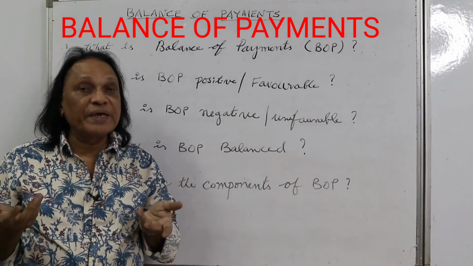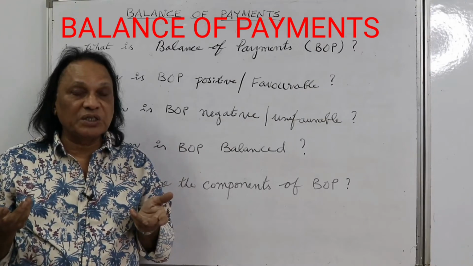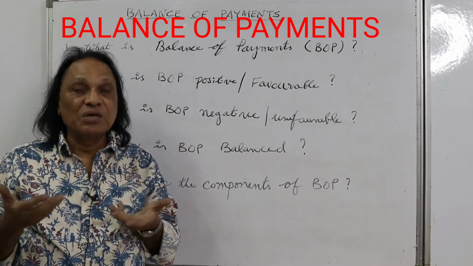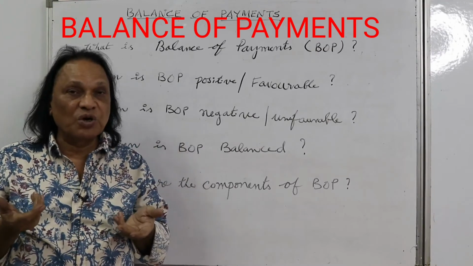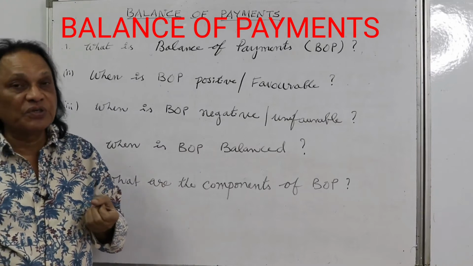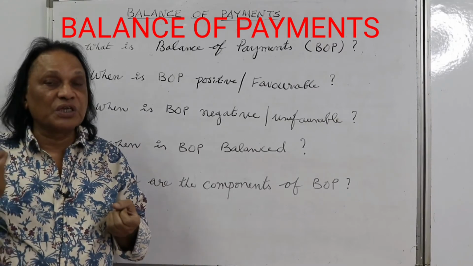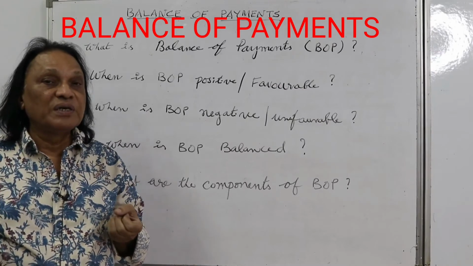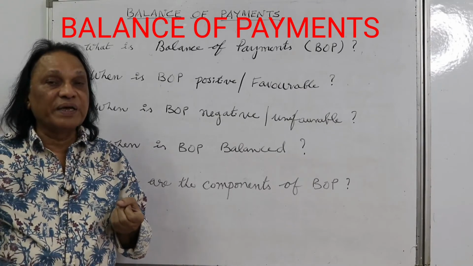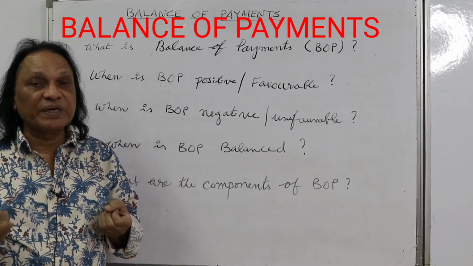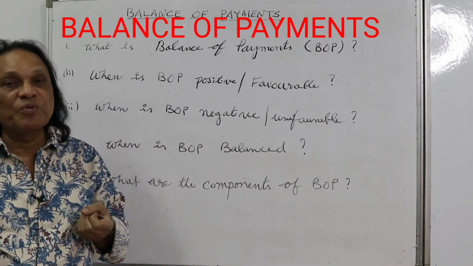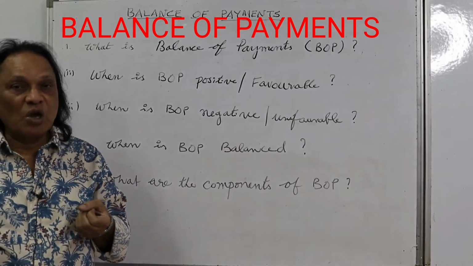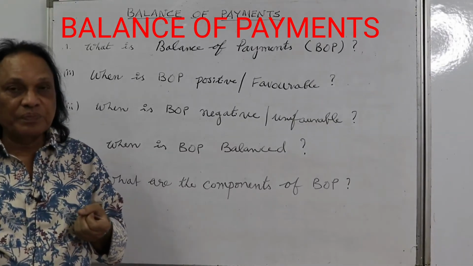So what is BOP? BOP is a systematic statement showing the economic relationship a country has with the rest of the world in terms of exports of goods, import of goods, exports of services, import of services, and investments a country makes in other countries and what the other countries make in our country. So that is BOP. BOP is a systematic statement showing a country's economic relationships with the rest of the world.